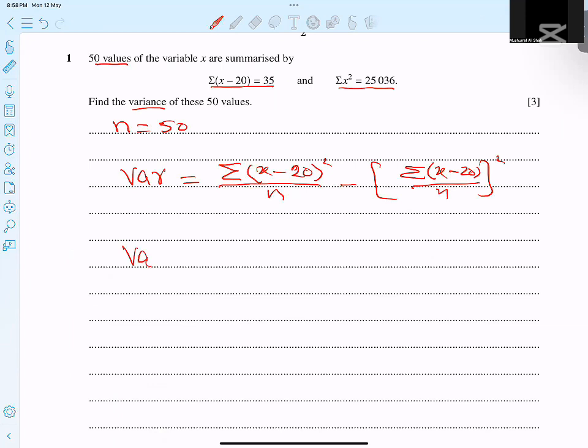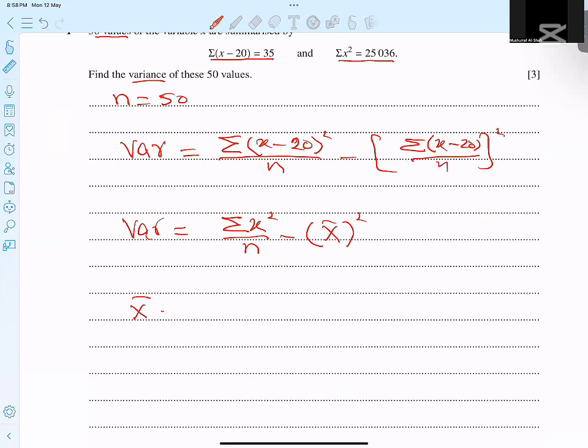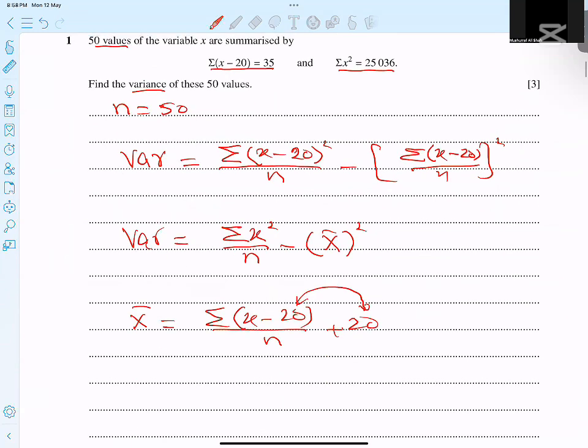So for this formula I need to find the mean. How to get the mean? First of all, sigma (x minus 20) over n, plus 20. This number is always the same, you know it very well. This value is coming from there, 35, and n is 50, and the coding number is 20. So 35 divided by 50, plus 20, and I got 20.7, sorry.